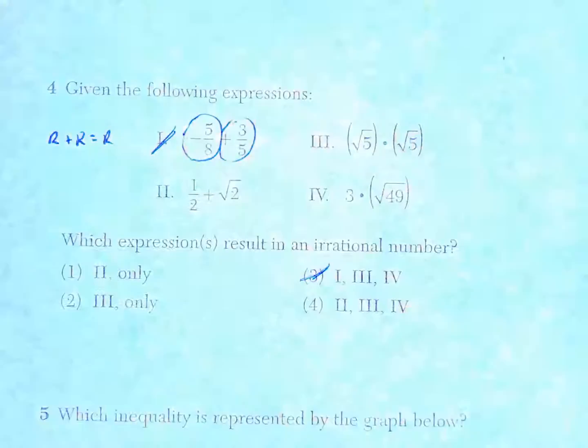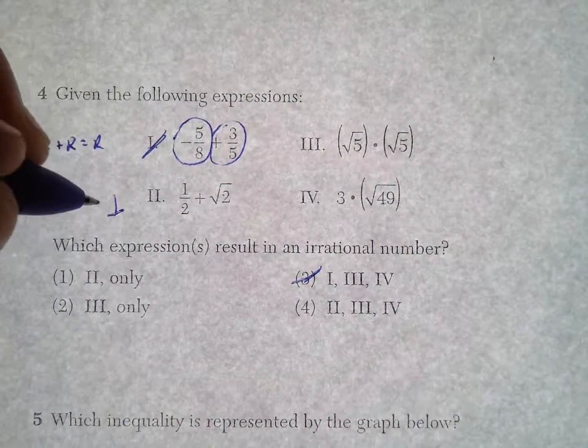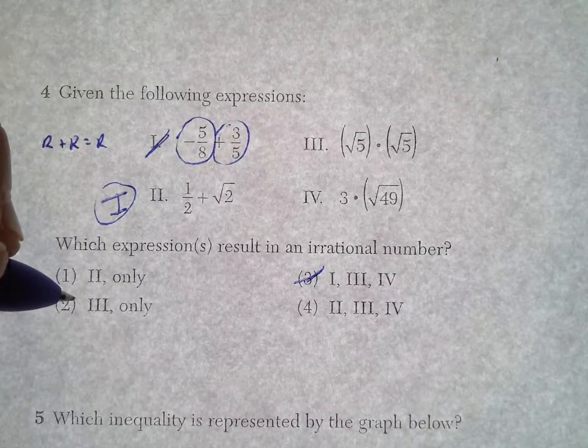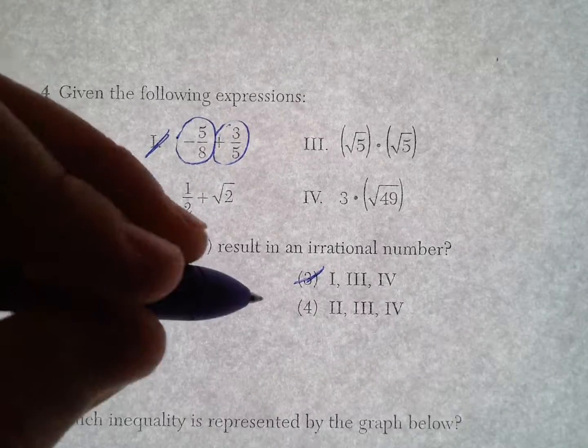So if I add an irrational number to a rational number, I'm going to get irrational. So this is irrational. It's got to include at least 2. So now saying 3 only, it must not be 3. So it's got to be one of these two answers here.